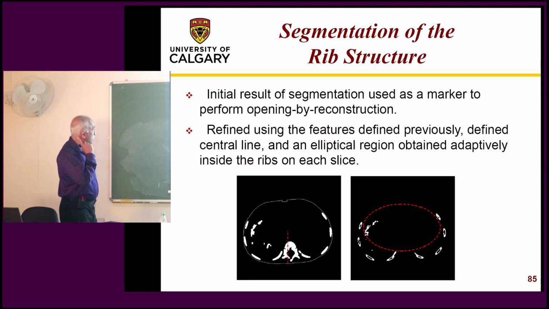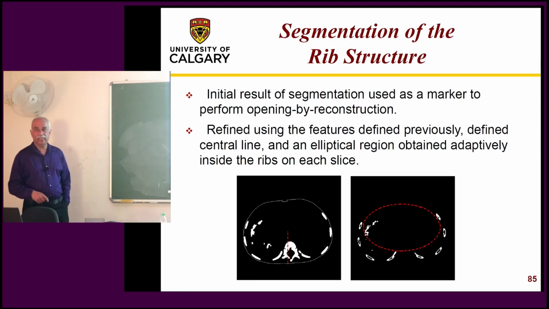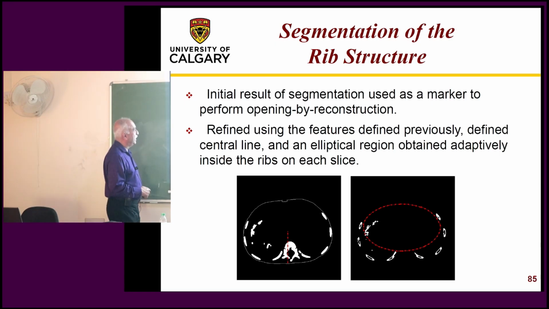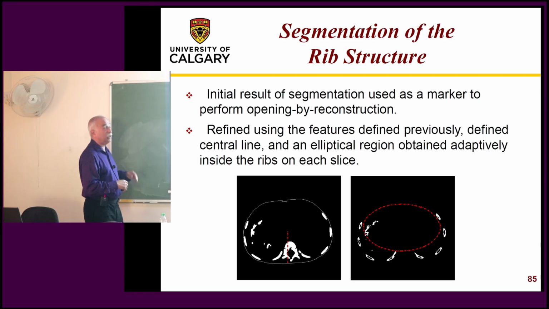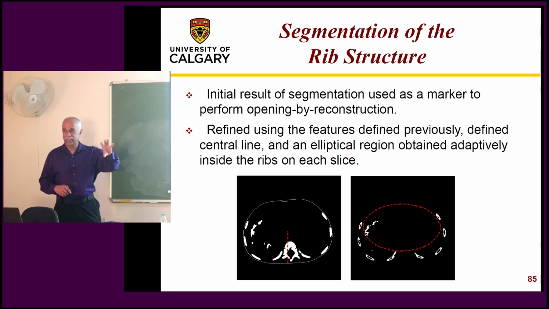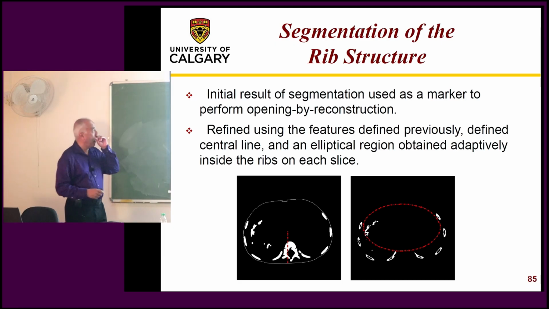So the initial result of segmentation is used as a marker to perform opening by reconstruction. There are multiple pieces of voxels that are selected. Use them as markers and do opening by reconstruction, and then refine using the features defined previously, put conditions. I don't want objects or regions that have parameters outside this range.